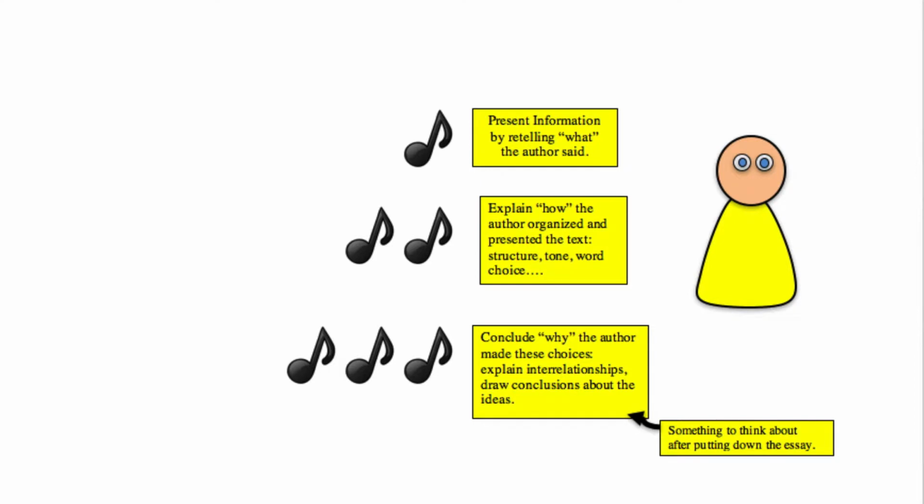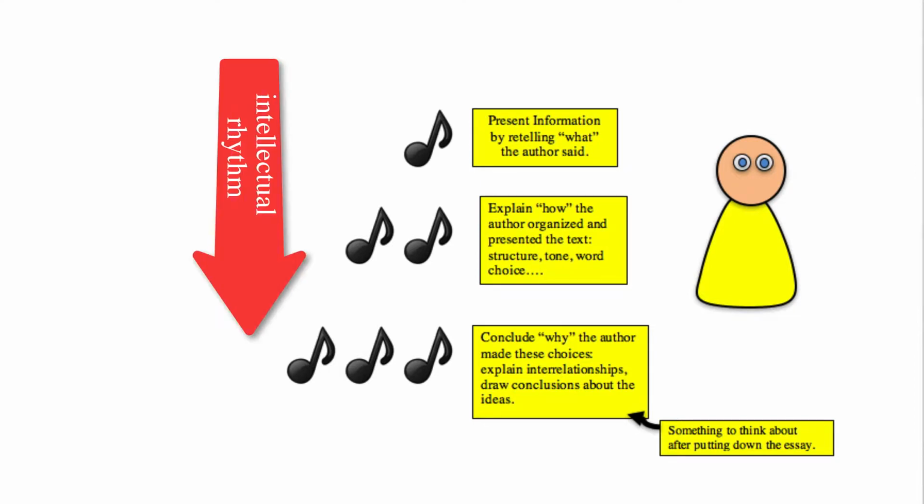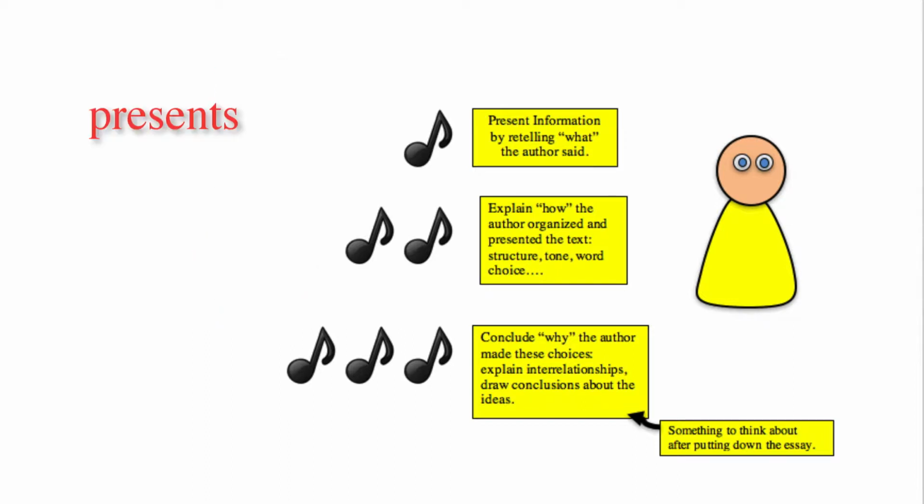One way of writing an essay is to see it as a series of 3 beats, increasing in intellectual rhythm. The first beat presents a summary of what the author said in the text. The second beat explains how the author organized the text to present the author's ideas. We talk about it as writer's craft. The third beat will present conclusions, explaining why the author made the choices you noted during reads 2 and 3. This intellectual progression is satisfying to your reader.